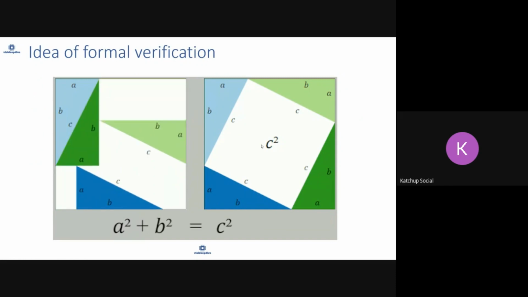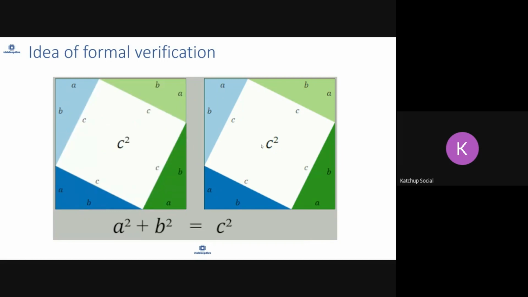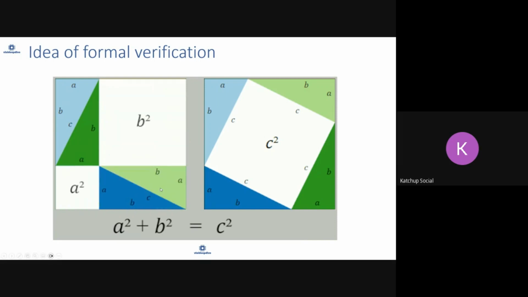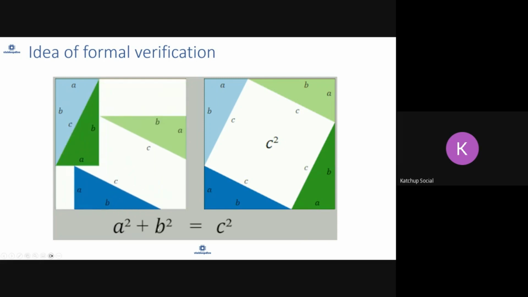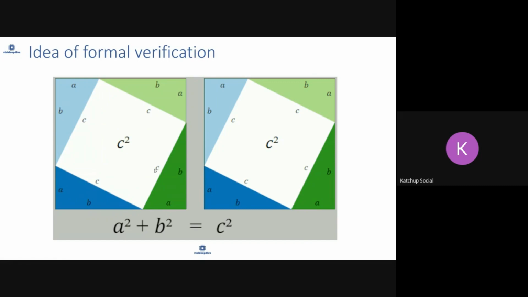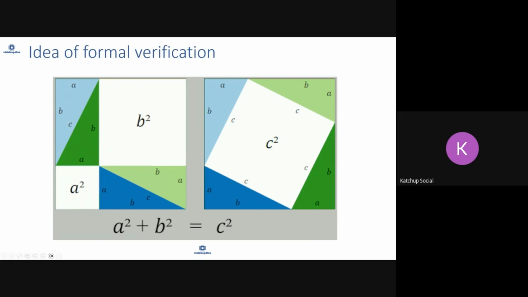Now, what is the idea of formal verification, and how is it able to provide complete coverage? Here I'll go back to a typical school example, the Pythagoras theorem. The Pythagoras theorem says a square plus b square is equal to c square, where a, b, and c are the sides of the triangle. a and b are perpendicular, and c is the hypotenuse of the triangle.